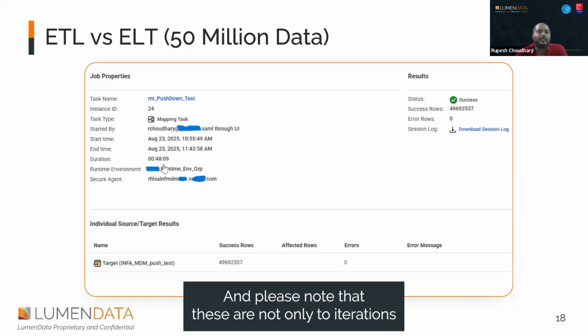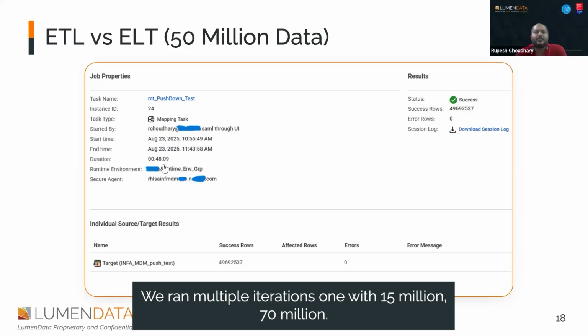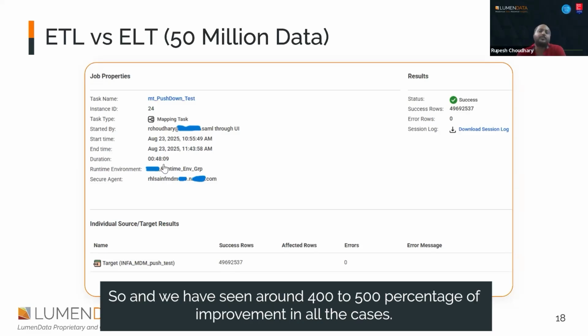Please note that these are not the only two iterations. To have a real idea or real value, we ran multiple iterations, one with 15 million, 70 million, and we have seen around 400 to 500% improvement in all the cases.